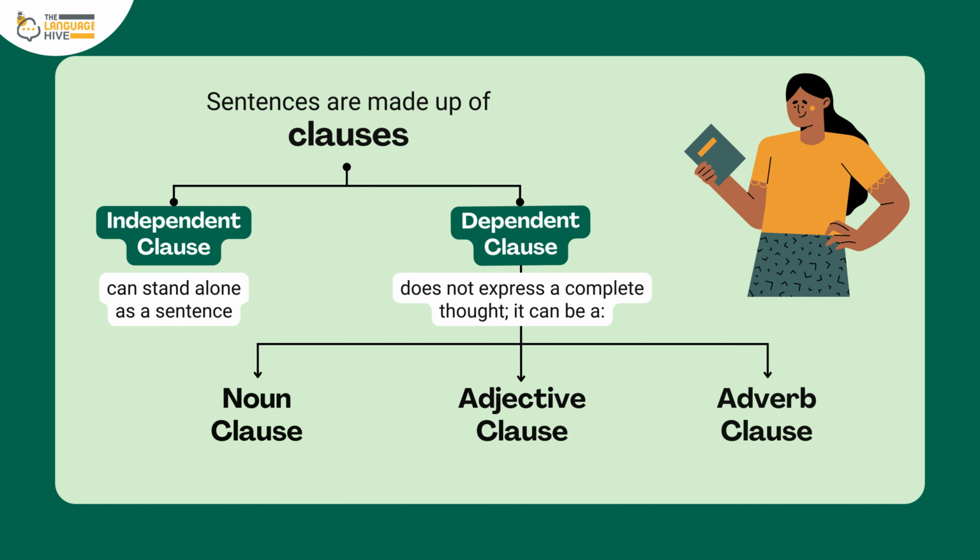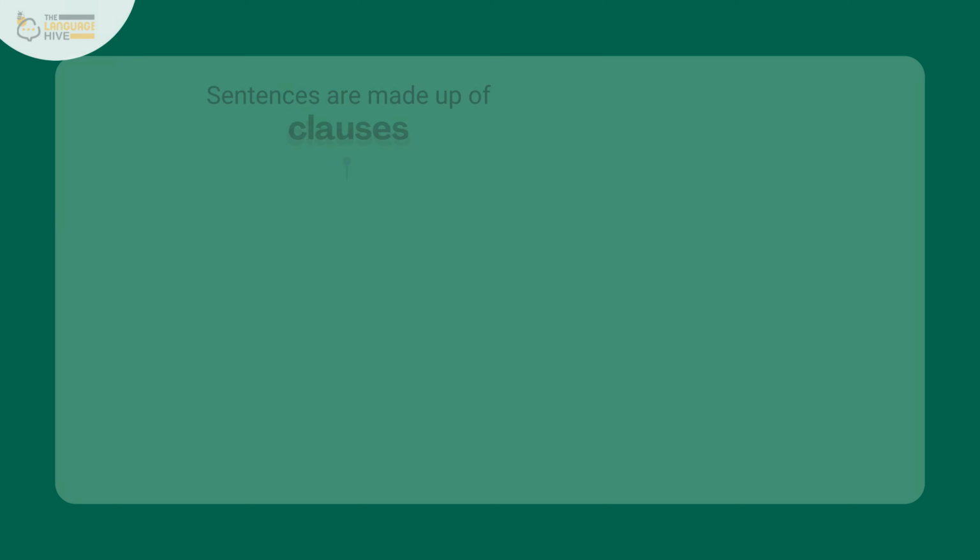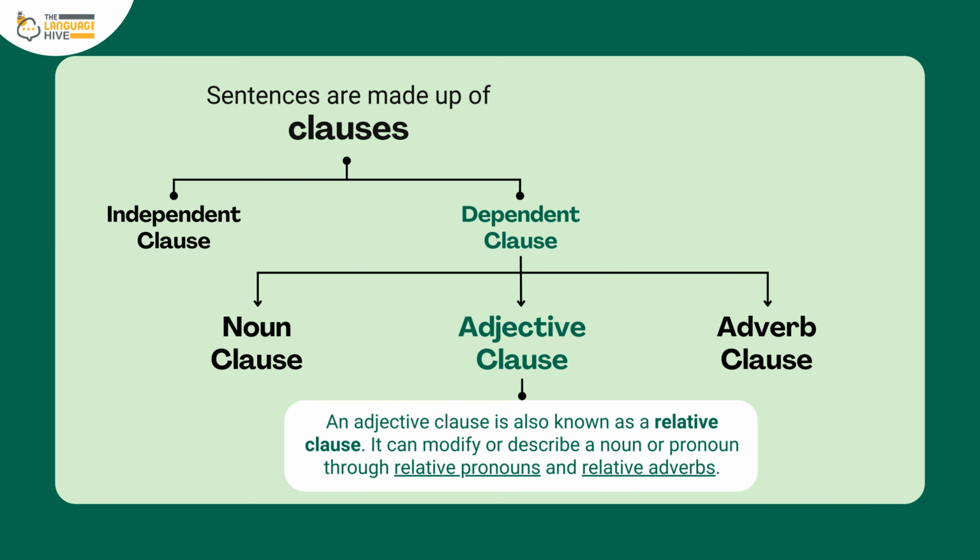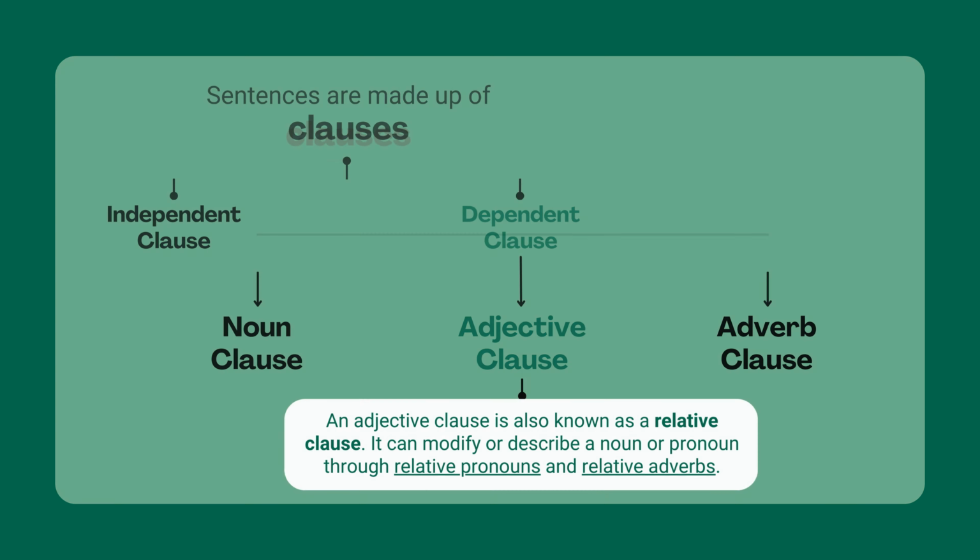Sentences are made up of clauses. An independent clause can stand alone as a sentence. A dependent clause does not express a complete thought. It can be a noun clause, adjective clause, or adverb clause. An adjective clause is also known as a relative clause. It can modify or describe a noun or pronoun through relative pronouns and relative adverbs.